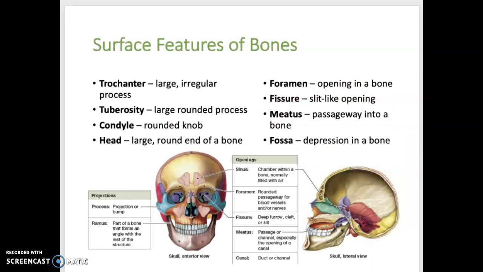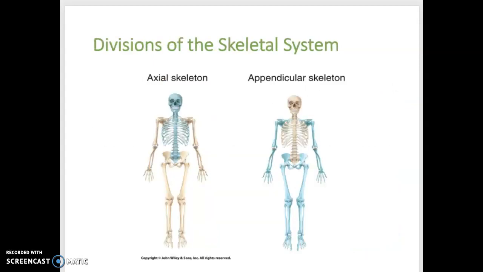All right, you also have a chart that goes over the various surface features of bones. These are pieces of bone that either stick out or depressions or holes in bones. The name and the descriptions are right in the chart, so I'm not going to define every single one since you have that there already. Let's go down to the divisions of the skeletal system.